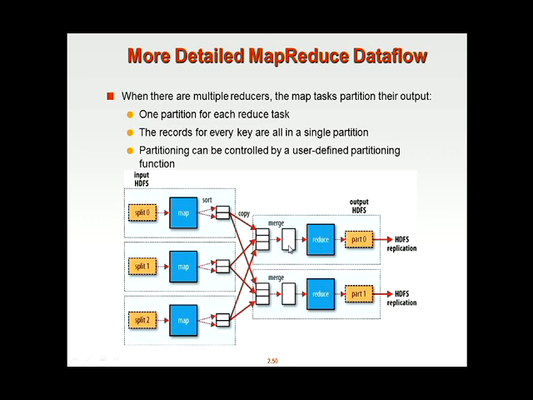And some keys are processed by this reducer, and some keys are processed by this reducer. Finally, the final output will be stored in HDFS. So it's the final replication, the final result. HDFS, in order to guarantee fault tolerance, will replicate the results, so that data loss or some failures will not cause problems. So this is a more detailed MapReduce data flow when there are more reducers and for large data sets.